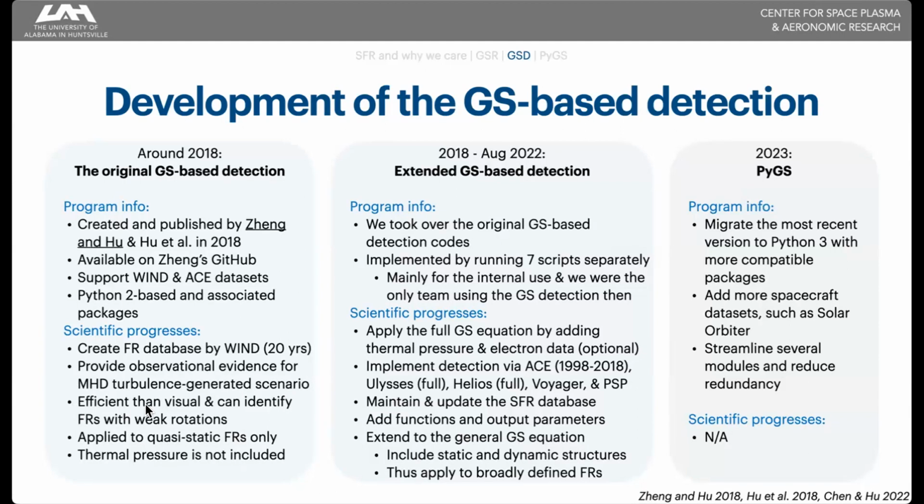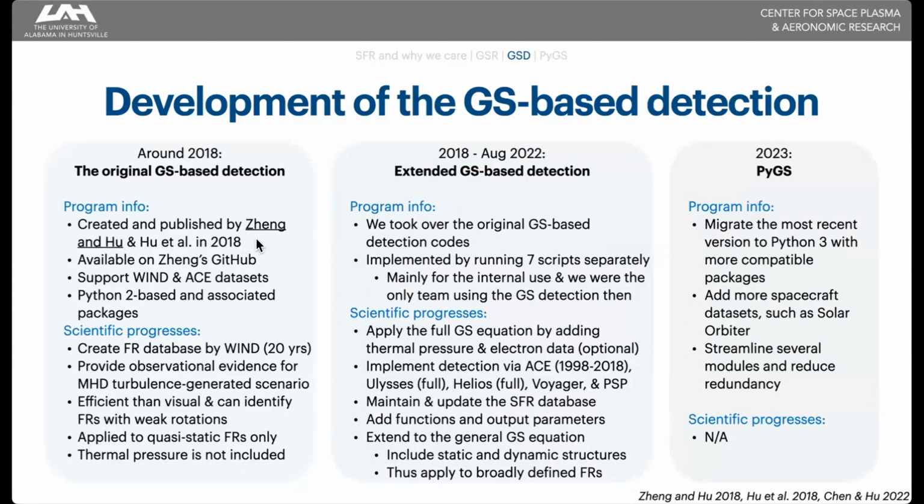This detection is more efficient than visual identification, and it can also identify those flux ropes which have very weak rotations. The original detection applies to polytropic flux ropes only, and this version doesn't include the thermal pressure.